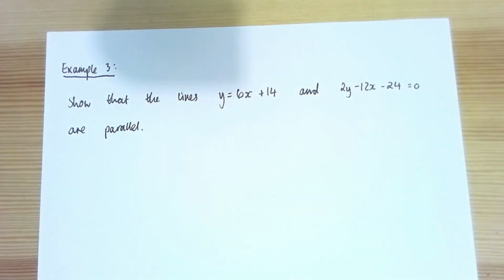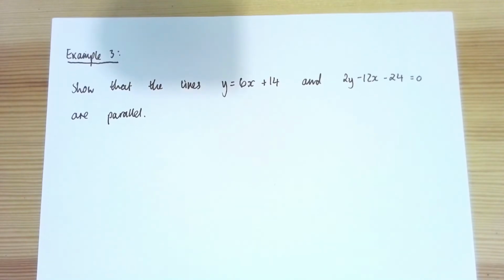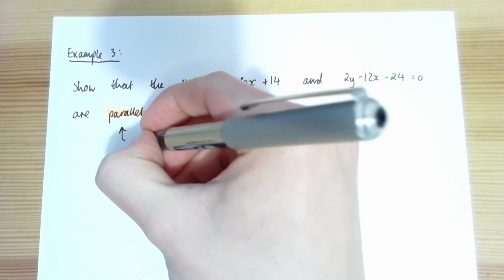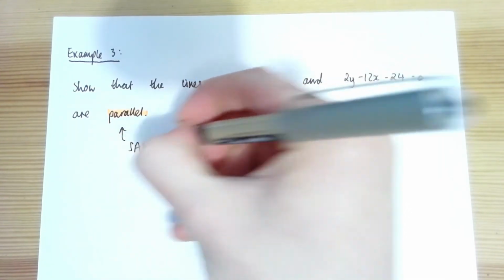Okay, here's a slightly different example. Example 3 says, show that the lines y equals 6x plus 14 and 2y minus 12x minus 24 are parallel. So I'm going to highlight the word parallel. And I'm going to write down what we've learnt in this video, that parallel lines have the same gradients.